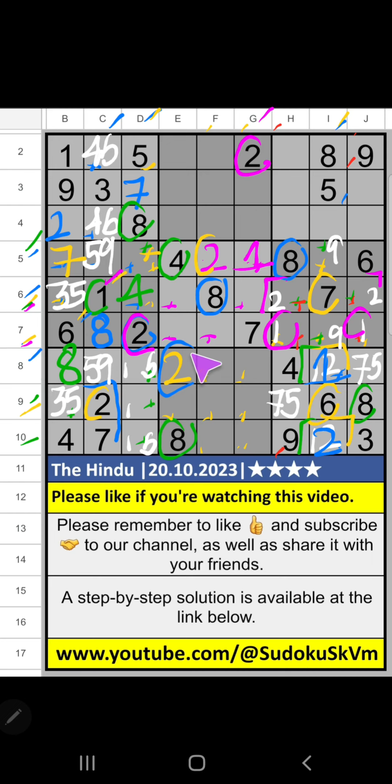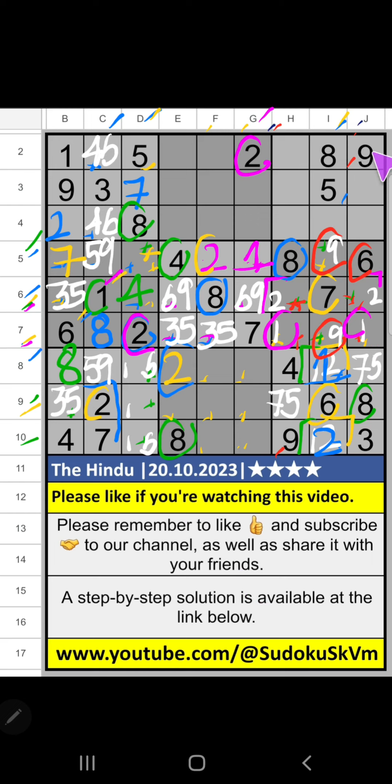7th row, we have 6. So 6 can't come in these cells. 6 will come in one of these cells. Confirm later. 6th grid, we have 6 and 9. So 6 and 9 can't come in these cells. It will come in one of these cells. Confirm later. Then 5th grid, 2 numbers are remaining, 3 and 5. It will come in one of these cells. We confirm later. Then 7th row, 3 numbers are remaining, 1, 9, 4.